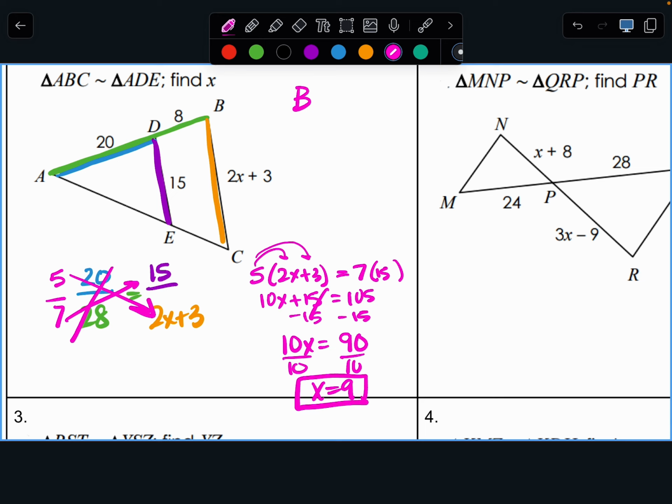Now, if I ask you to find BC, what do you do? If X is 9, what do you do to find BC? Yep, just replace the X. So that's 2 times 9 plus 3. 18 plus 3 is 21.